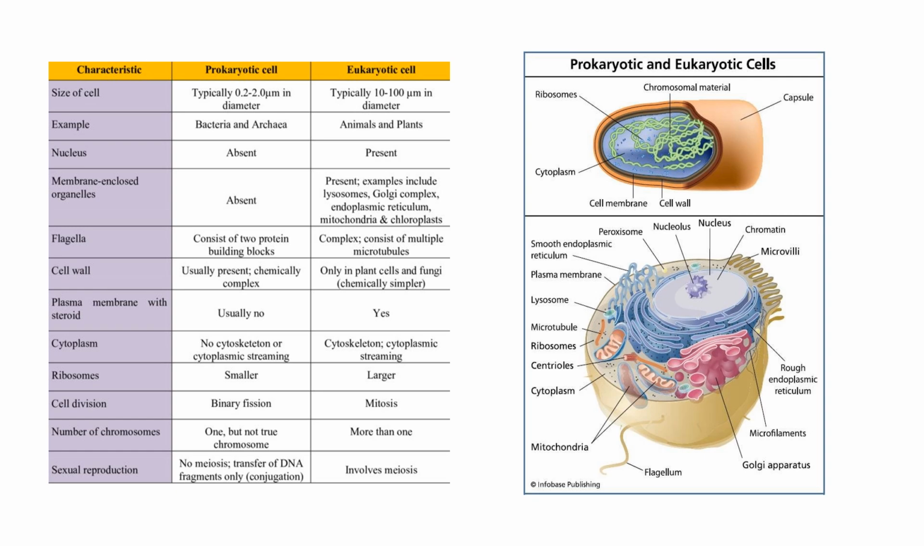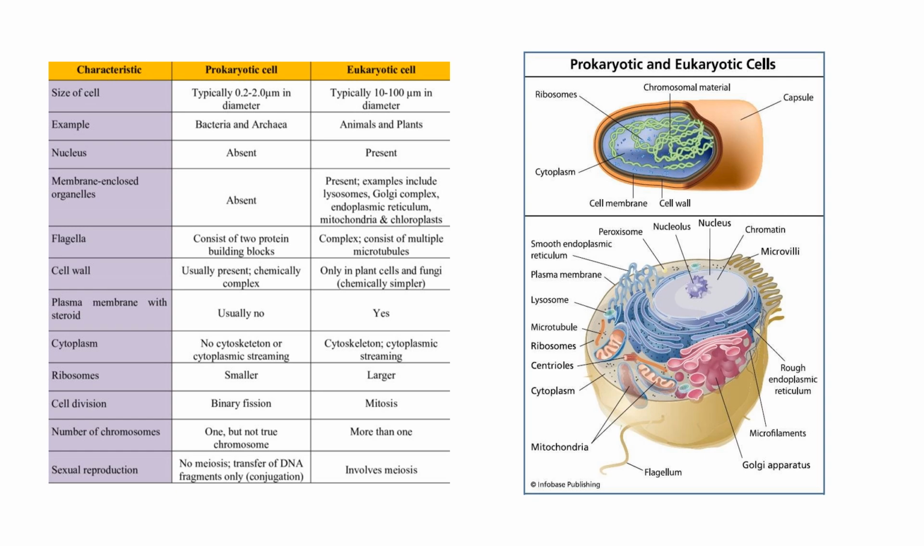There can be flagella present in both the eukaryote and the prokaryotic cells, but the structure is different. So the prokaryotic cells have flagella that only have two protein building blocks, whereas in case of the eukaryotic cell, the flagellum is composed of multiple microtubules and it is a complex structure.